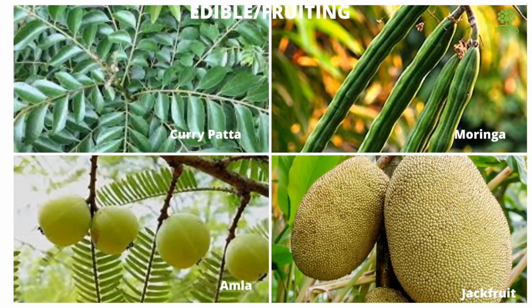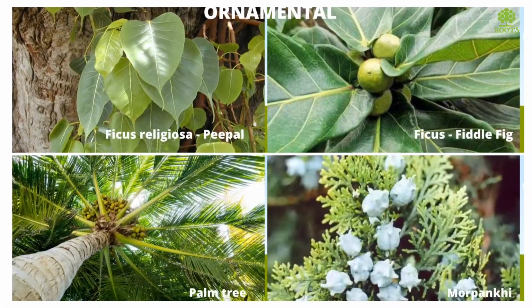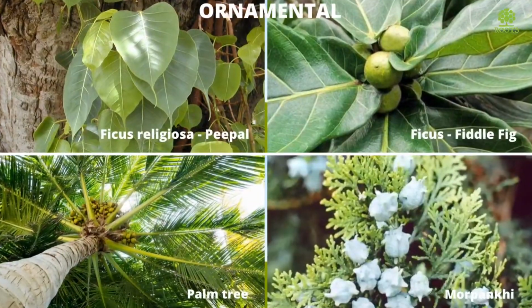Edible trees would include curry patta, moringa, amla, jackfruit and so many other fruiting trees. Flowering trees we have tesu, gulmohar, parijat, amaltas. These are beautiful flowering trees. And if you're looking for ornamental options, then ficus, palm, moorpanki are some options that can be considered. Now, an important thing to also know about trees is that these can be heavily pruned. So if you have small spaces, select species that can be heavily pruned and kept to a desired height, or you can even go for dwarf varieties.